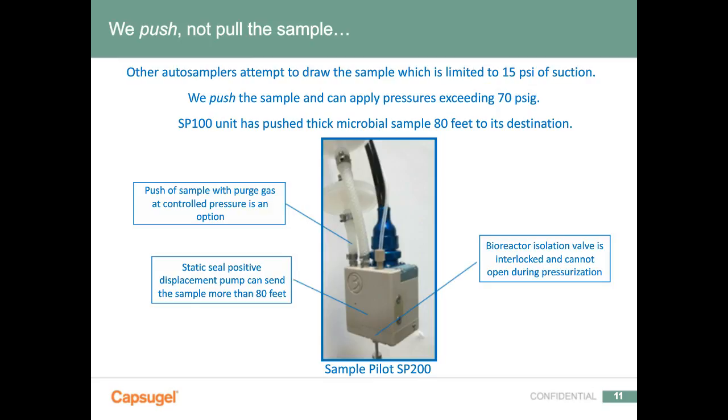In this system, we have, again, a static seal positive displacement pump, and the valve that isolates this pump from the bioreactor is interlocked so that it cannot open, down to the fundamentals of the programming. It cannot open unless certain conditions are true, and one of them is if the pump is ever running. One of the other things, a new feature we just added, is that you can push the sample with purge gas if you're trying to minimize the volume. You can draw a sample and then use a gas to push the sample volume.